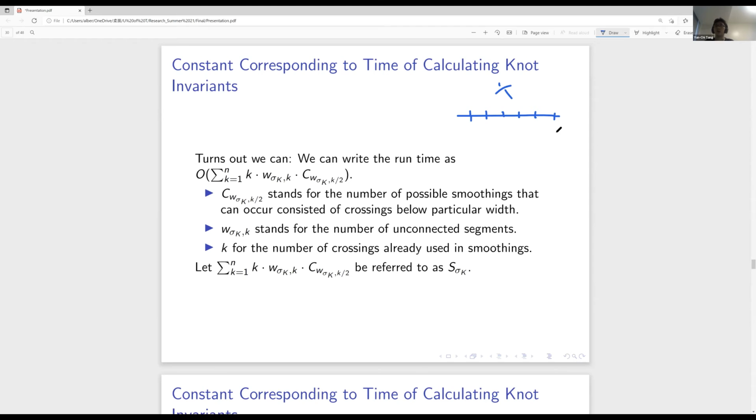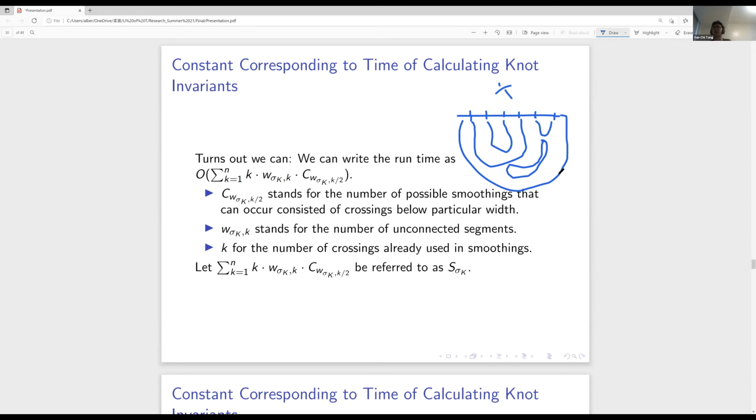So given the width, we want to first estimate how many possibilities there are for how the crossings we've already smoothed out could be connected. For example, I could have connected this. This is just a tremendously bad example. So for example, the crossings below could have looked smoothed out into something like this. I'm just drawing something like this.